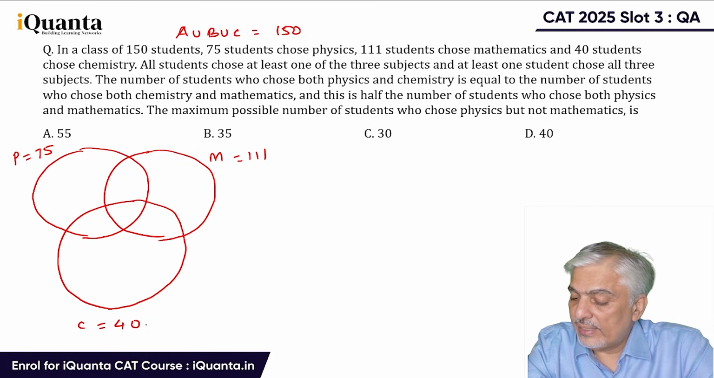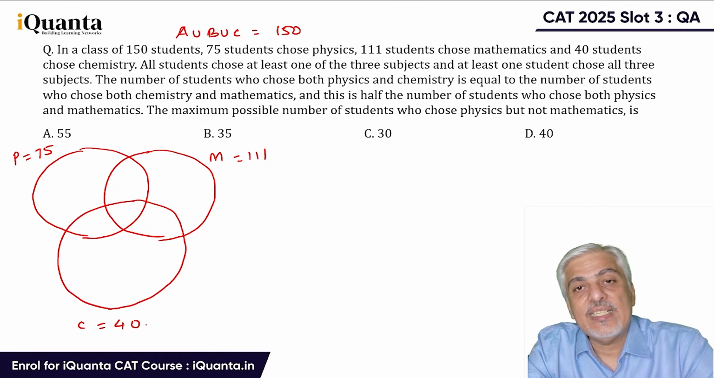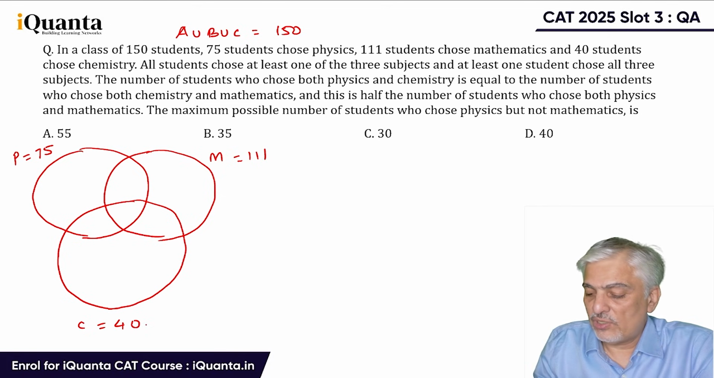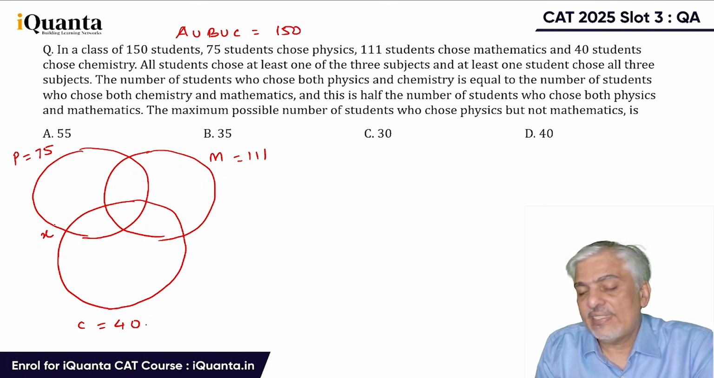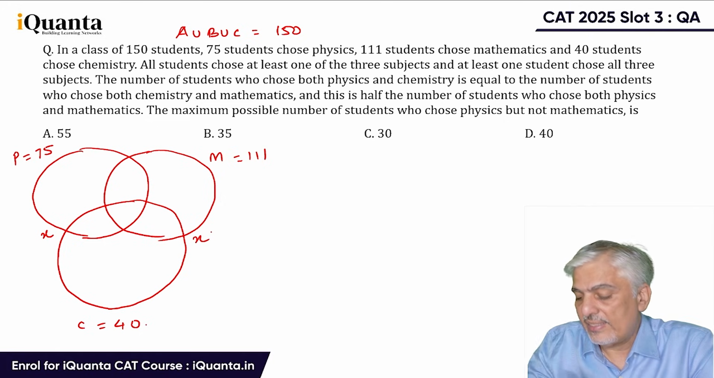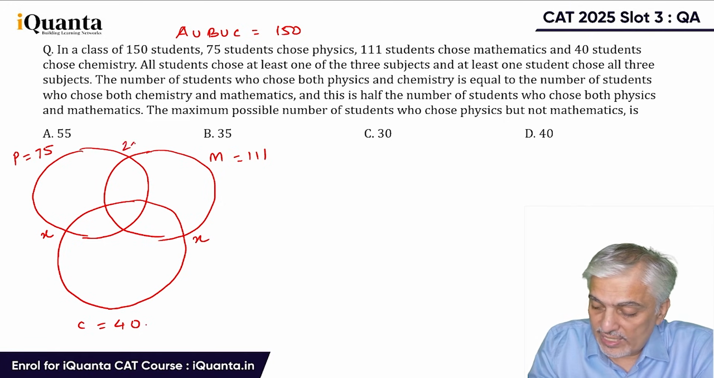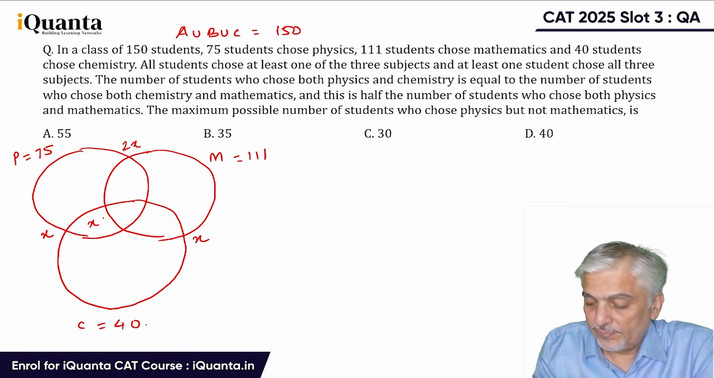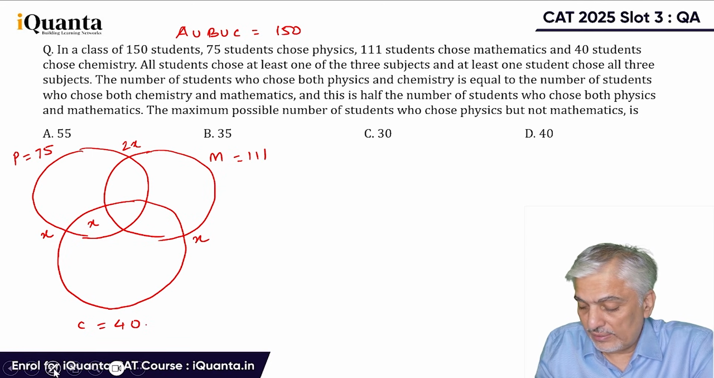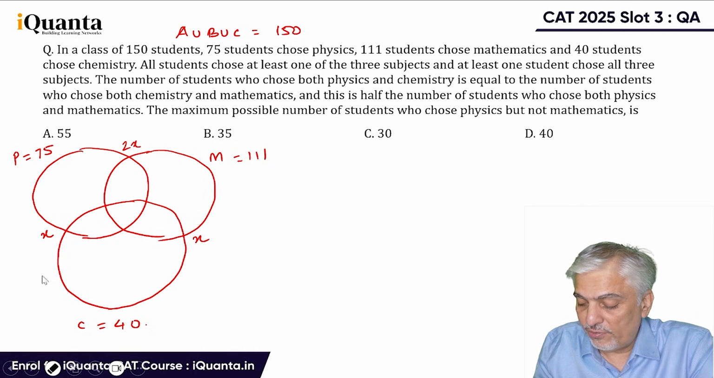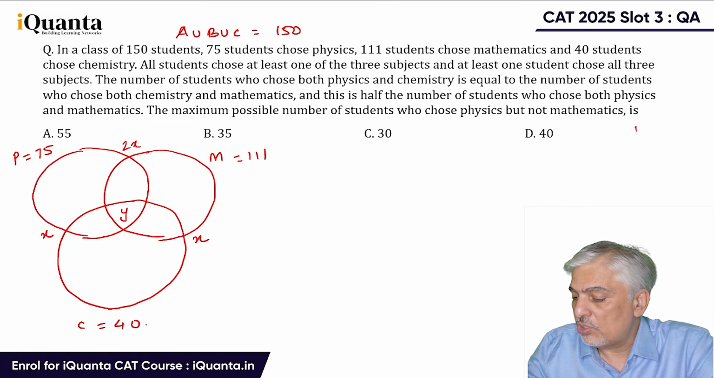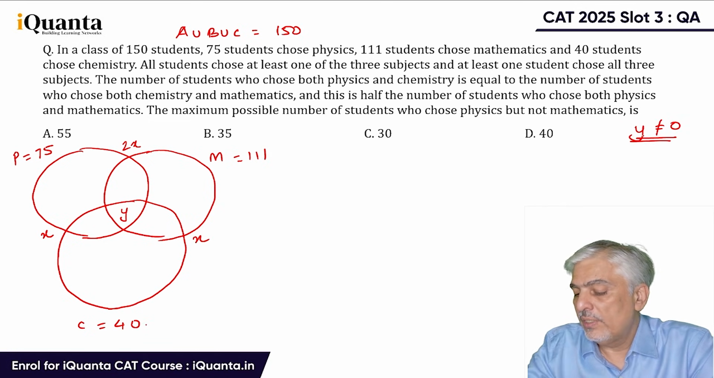Okay. Next, the number of students who chose both physics and chemistry. Suppose I take that as x, is the same as the number of students who chose both chemistry and maths, which is half of the number of students who chose physics and maths. So this is 2x. Understand why I write it over here and not over here? x over here is wrong, because this x will represent this area as well as this area, right? So you have to be very careful about that part. Let the number of students who chose all three be y, and we just said y cannot be equal to 0. So we got that as y.